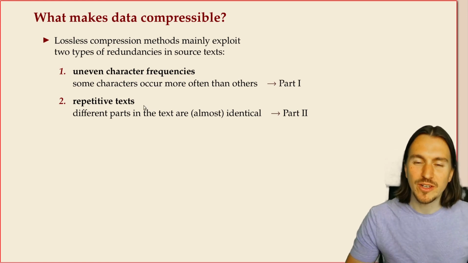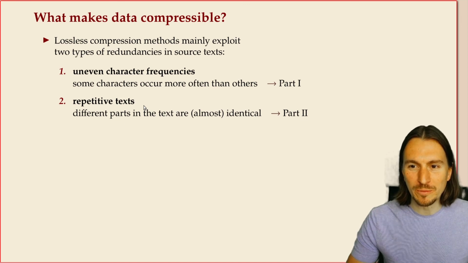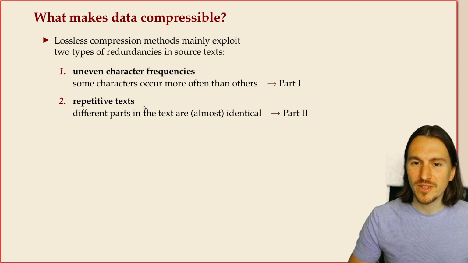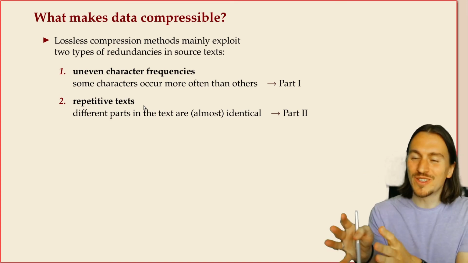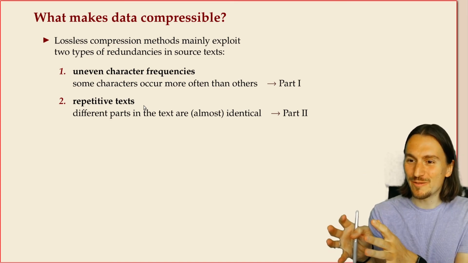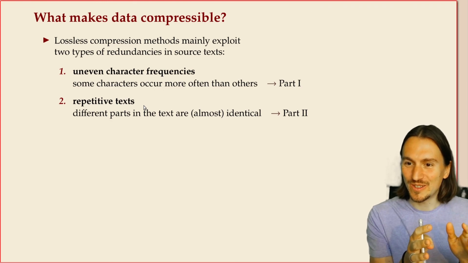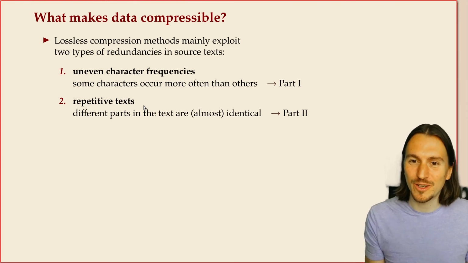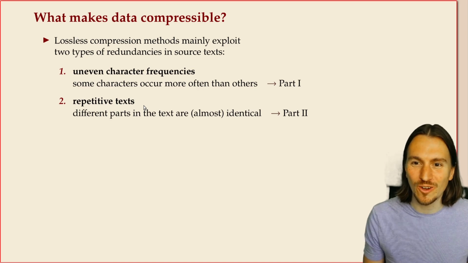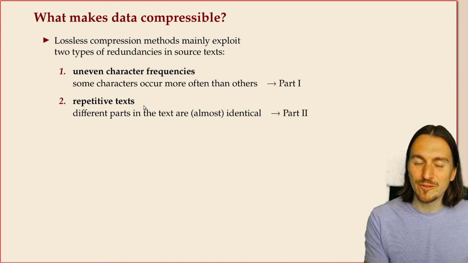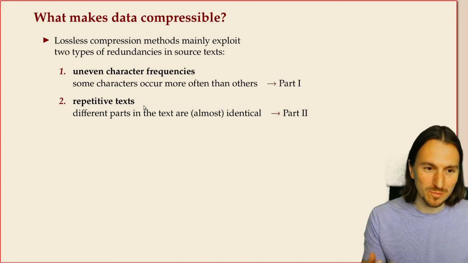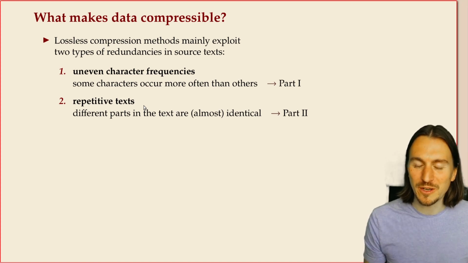The second type of redundancies, which is a more modern version, are repetitive parts in the text. So there's a certain text somewhere at the beginning of the file, and much later, potentially, there's a piece of the source text that looks almost the same. That will be these repetitive texts, and that will also be something we look at. That's what Lempel-Ziv methods are used for, but we'll see some more sophisticated ones as well.